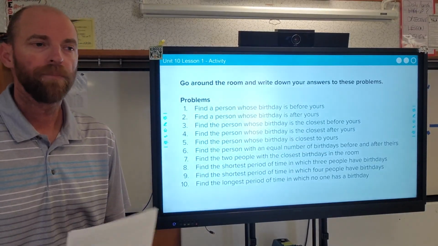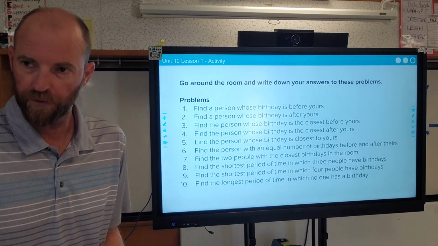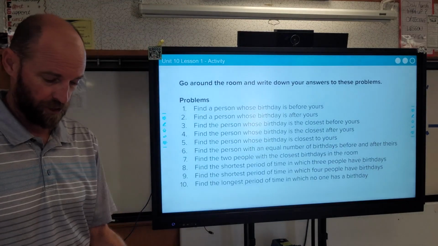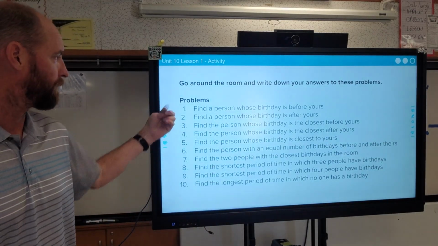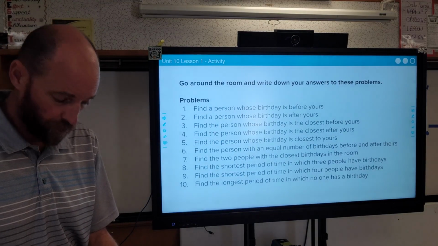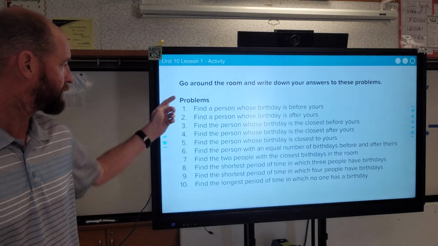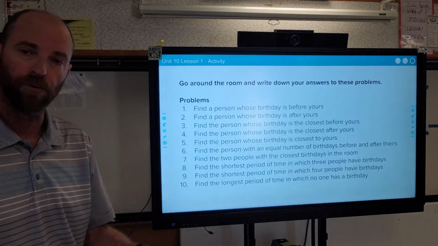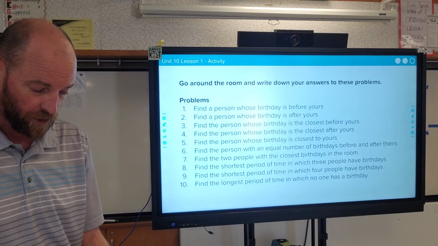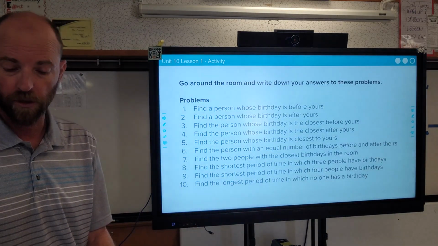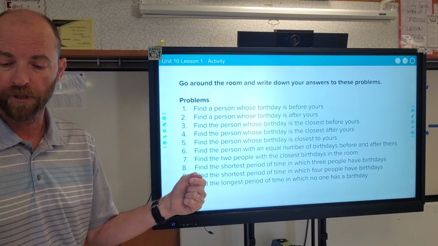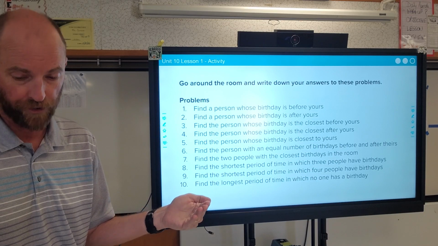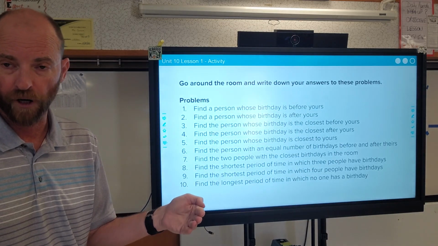Okay, now that you've had a chance to go through this activity and complete it with your other classmates, let's look at and discuss some of these problems here. As we can see in problem number 1, where we find a person whose birthday is before yours, problem 1 is similar to problem 2, where we find a person whose birthday is after yours. So problem 1 and problem 2 are very similar problems. Problem 3 and 4 are similar, but you need to talk to every other student to answer it. Okay? You only need to keep track of the closest birthday that you've heard so far.